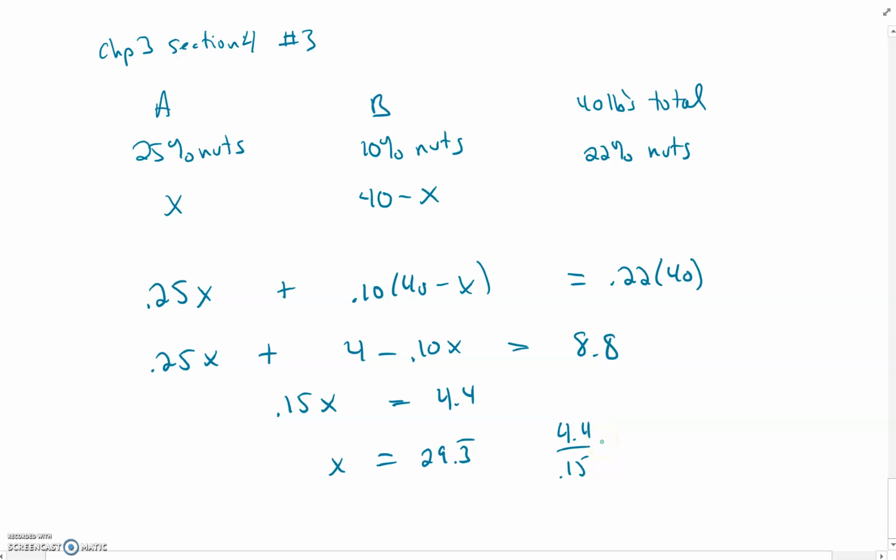We could maybe simplify that. That'd be 44 over 1.5. That'd be 440 over 15. Which reduced down to 88 thirds. I'm not sure how they're going to want this answer, but that should work.